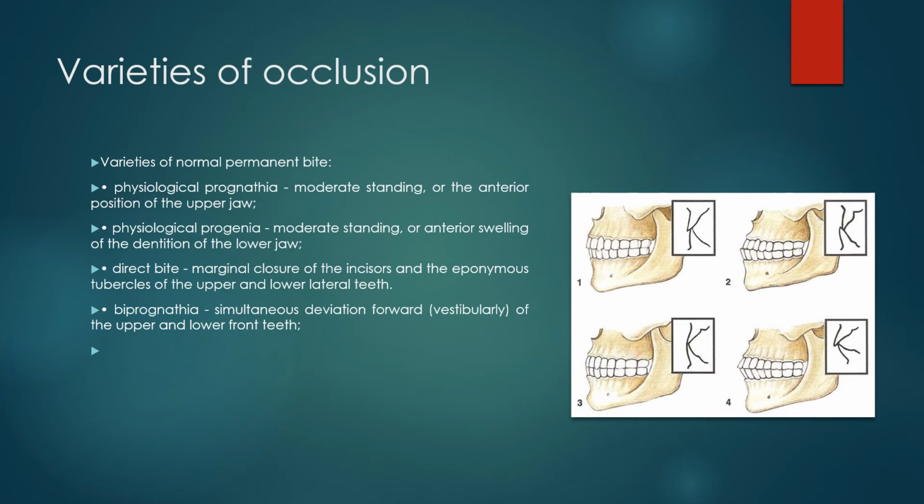The varieties of occlusion. Varieties of normal permanent occlusion are the physiological prognathia, the moderate protrusion of the anterior position of the upper jaw; the physiological progenia, the moderate protrusion of the anterior section of the dentition of the lower jaw; direct bite, the marginal closure of the incisors and eponymous tubercles on the upper and lower lateral teeth; and biprognathia, simultaneous deviation forward of the upper and lower front teeth.